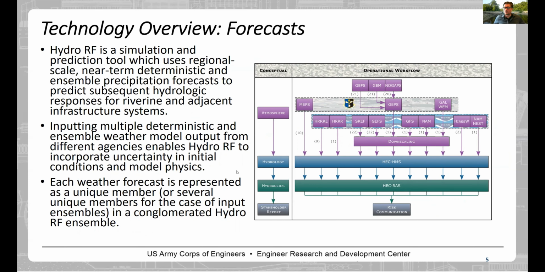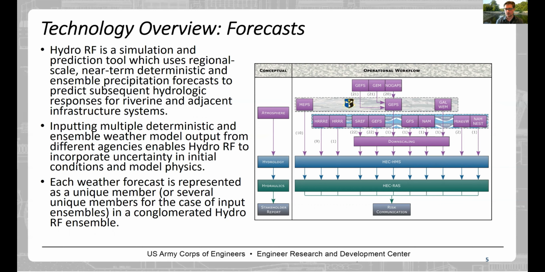So now we're getting into what is HydroRF. As you can see here in this workflow, there are several different components or modules to HydroRF. There's the atmospheric module, and then that feeds down into the hydrology and hydraulics modules. And then finally, from the outputs from the hydrology and hydraulics, the hazard assessment is generated, and then the risk is communicated to the shareholders, in this case, the military installation.